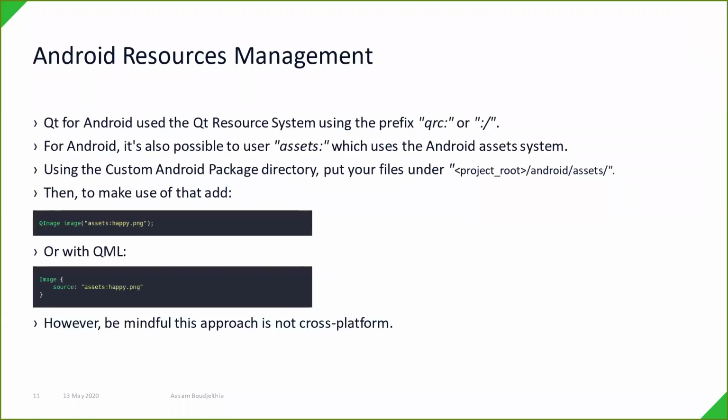Also, Qt for Android, in addition to the Qt resource system using the qrc prefix, allows you, only for Android, to use the Android assets system. By default, the Android package under the android then assets path allows you to add any assets, such as pictures, for example, and then at runtime you could use those assets. In Qt, you could use the assets prefix instead of the qrc prefix here, and the same in QML, and this will allow you to take advantage of the assets system. But be careful that this is only specific to Android and not for all Qt.